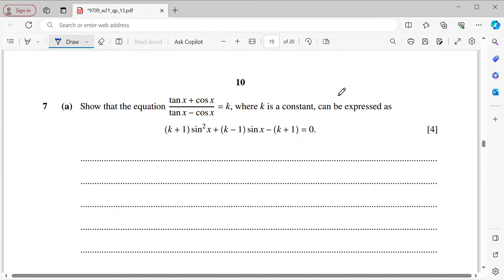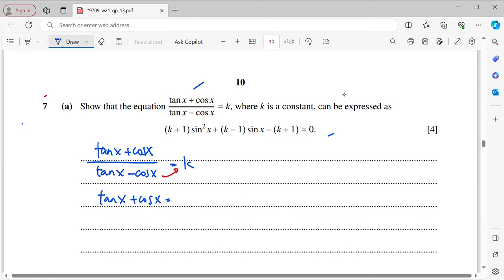Now for question number 7. A, show that the equation can be expressed in this form. So first of all, I will rewrite the question. Then from here, the denominator will be moved up. But then when you refer to the given form, it will be in terms of sine. So it means that the tangent x will be changed to sine x over cos x.